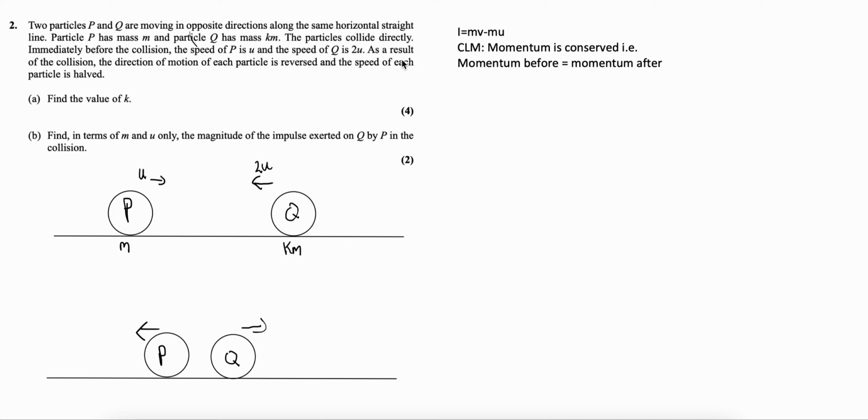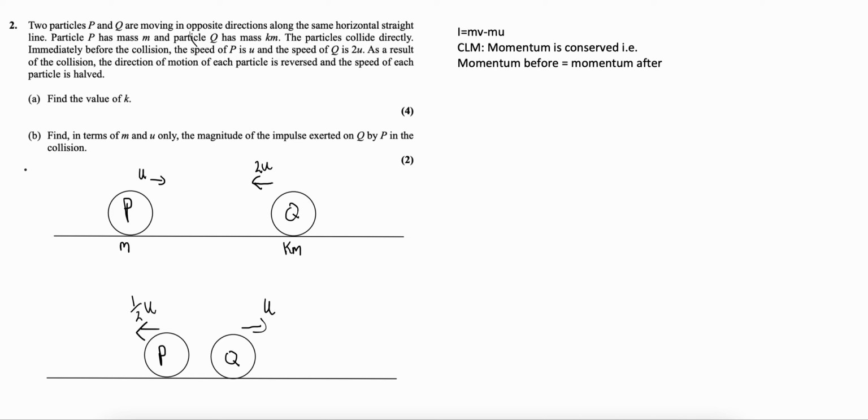As a result of the collision, the direction of the motion of each particle is reversed. So our after has both P and Q going in opposite directions. The speed of each particle is halved. So if this has a speed of u, this will be a half u. This has a speed of 2u, this has a speed of u.